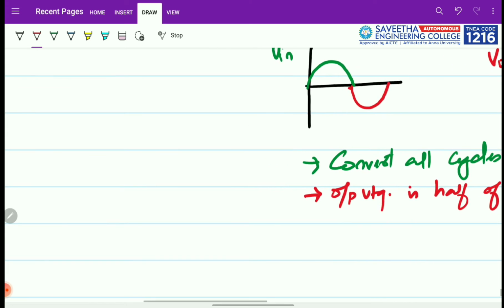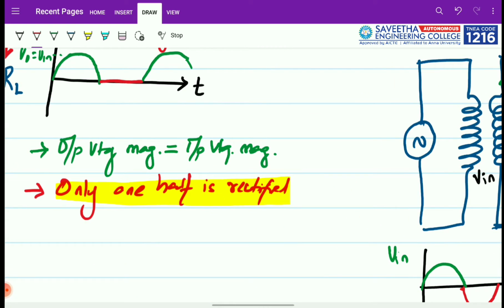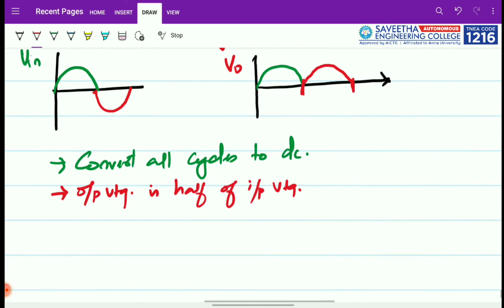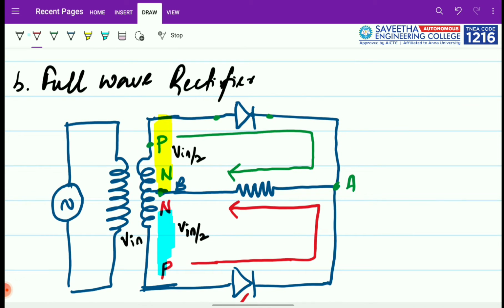So in the last case we were able to overcome the disadvantage by rectifying both half cycles, but the problem is that only half of the input is converted to output. So this is the full wave rectifier, but it uses a center tap, so we can name it the center tapped full wave rectifier. It's a center tap connection.